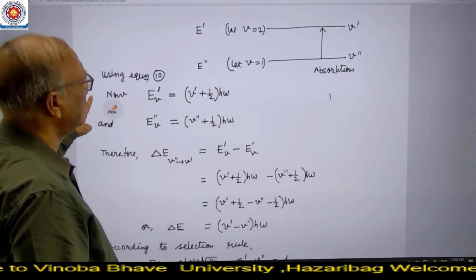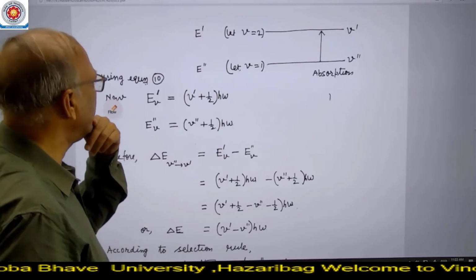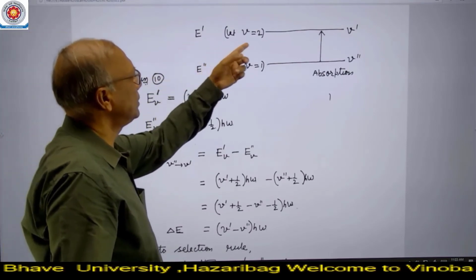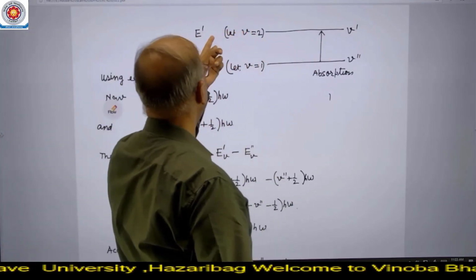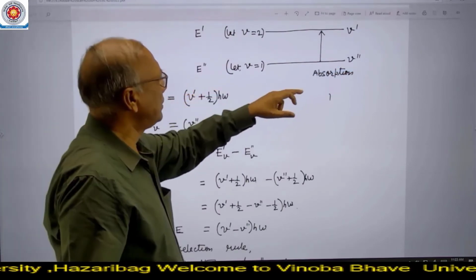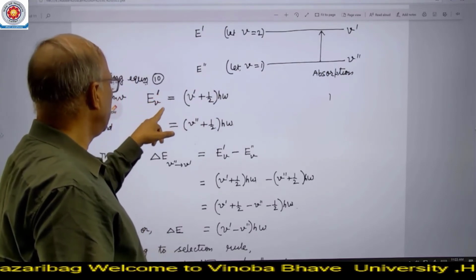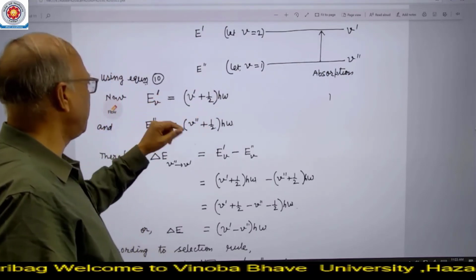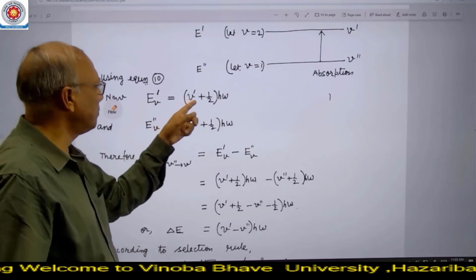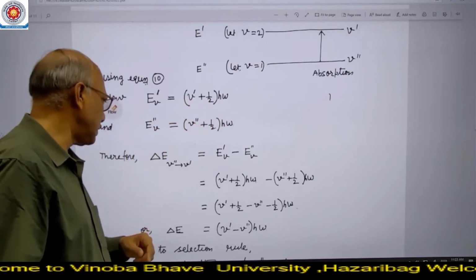So what will happen for this transition? We will write the value of energy. Suppose the energy of the upper vibrational energy level is E prime, and the energy of the lower vibrational energy level is E double prime. So E prime is equal to V single prime plus half h omega, and E double prime is V double prime plus half h omega.